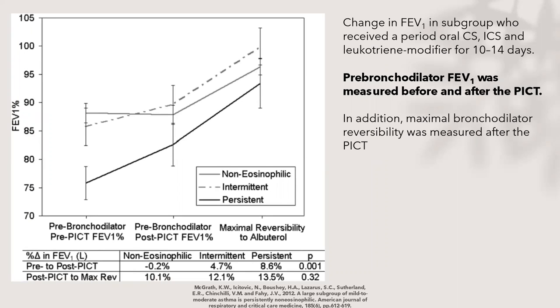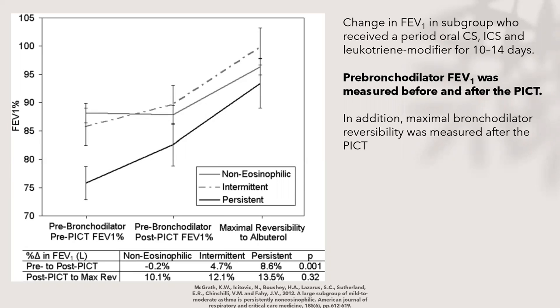This was another study, very similar in nature. Basically, the two lines I want you to focus on are the solid gray line up top and the black line at the bottom. Those are your non-eosinophilic and your persistent eosinophilic patients, and they received a 10 to 14 day course of oral steroids, inhaled corticosteroids, and a leukotriene modifier. And they looked at their pre-bronchodilator FEV1. You can see that in that 14 day period, which is the halfway mark in the graph, there's already an improvement in the pre-bronchodilator FEV1 in the eosinophilic group, but no change whatsoever in the non-eosinophilic group.